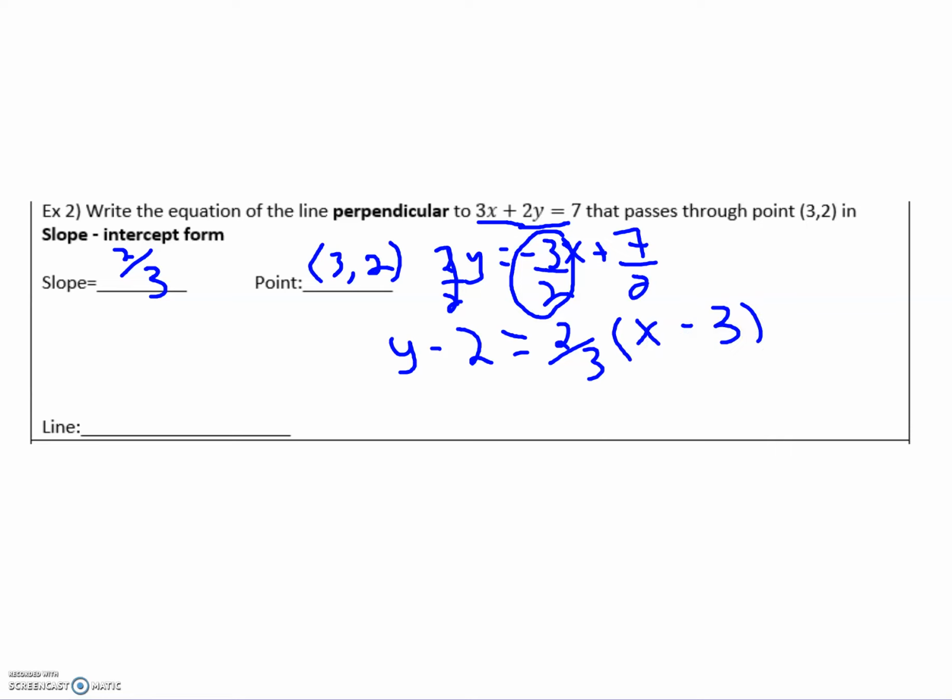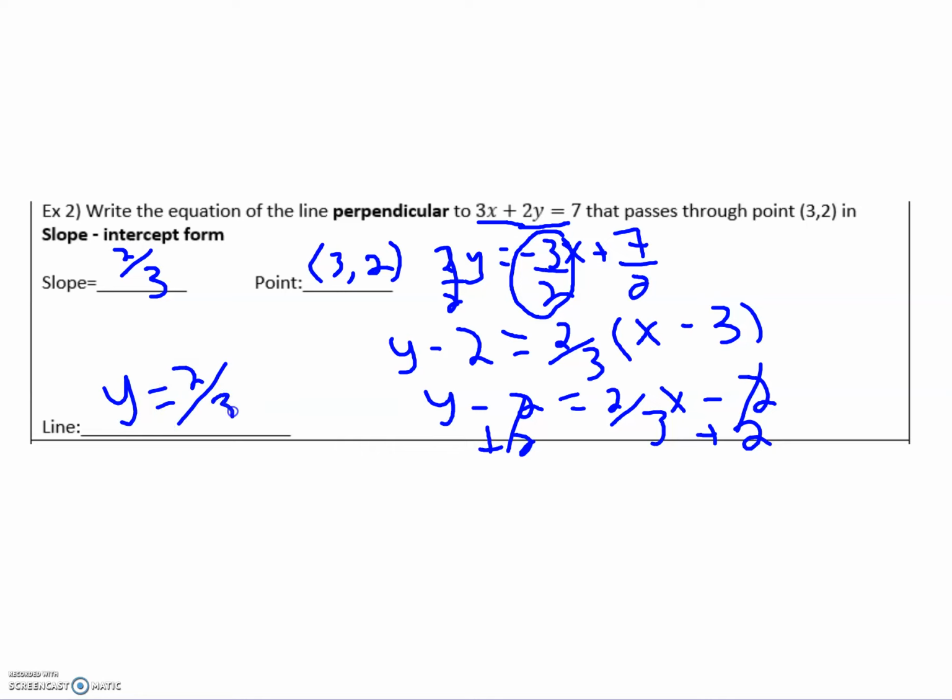Okay, so we're going to go ahead and distribute the 2/3, and we have y minus 2 is equal to 2/3 x. 2/3 times negative 3 is just going to be negative 2, and then we're going to add 2 to both sides. Basically your y-intercept ends up being 0. So you have the line y is equal to 2/3 x plus 0, just 2/3 x. So this line would be perpendicular to this line because the slope is the negative reciprocal, and it would also go through this point because we made sure of that when we put it in point slope form.